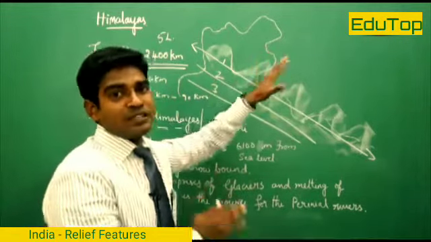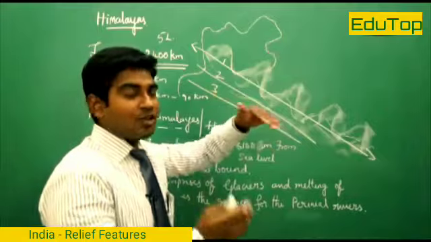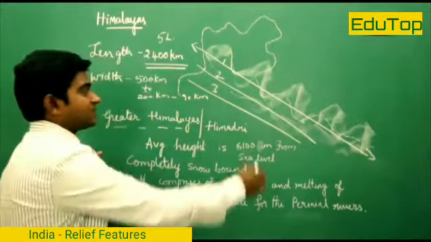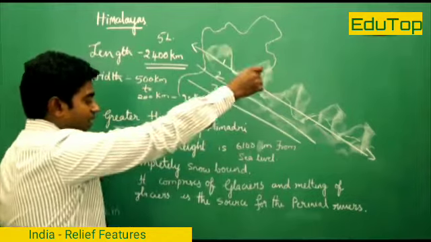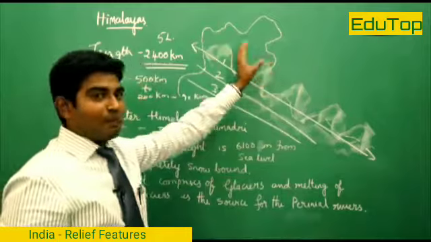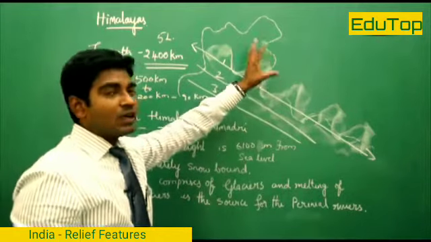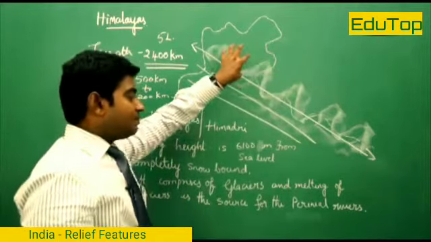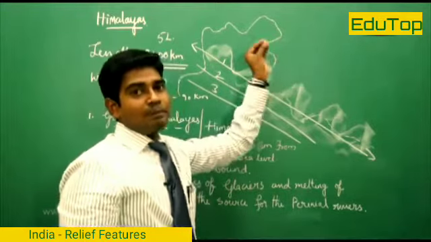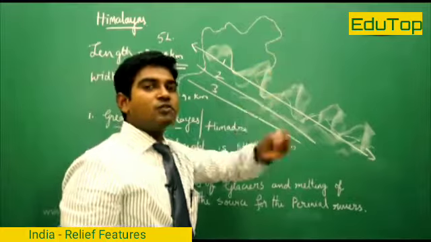All the highest peaks in the world, like Mount Everest and the K2 range, fall in this range of height. This is a completely snow-bound region, comprised of glaciers. These glaciers melt, move on, and get buckled up, and they are the major sources of the perennial rivers, which have a continuous flow.